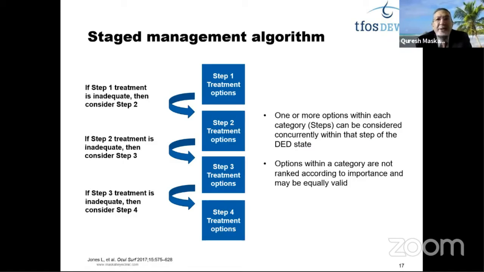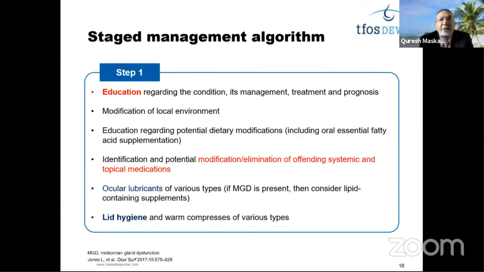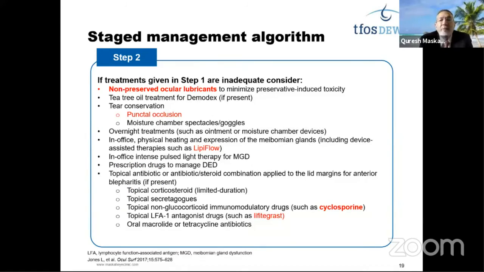So basically, there is a staged method. If step 1 is inadequate, you can go to step 2, then step 3, and step 4. Step 1 is education of these people and eliminating the offending factor. If there's an air-conditioner blast coming on them, you can avoid that, along with proper lid hygiene. And any teardrops is fine. In step 2, if it doesn't work, then you go for non-preserved tears.